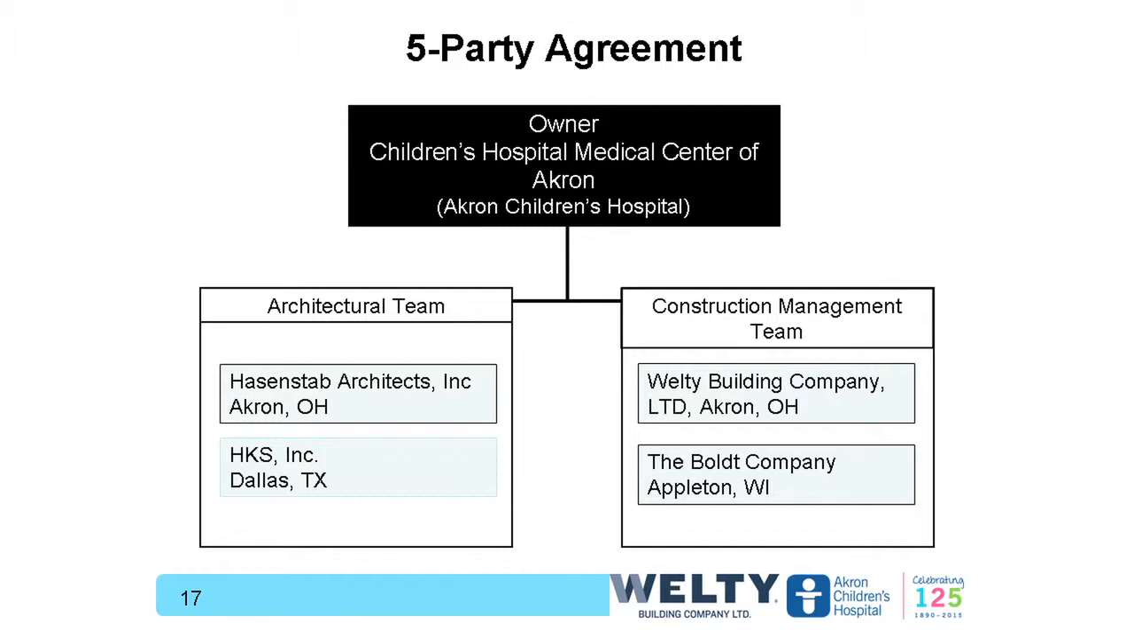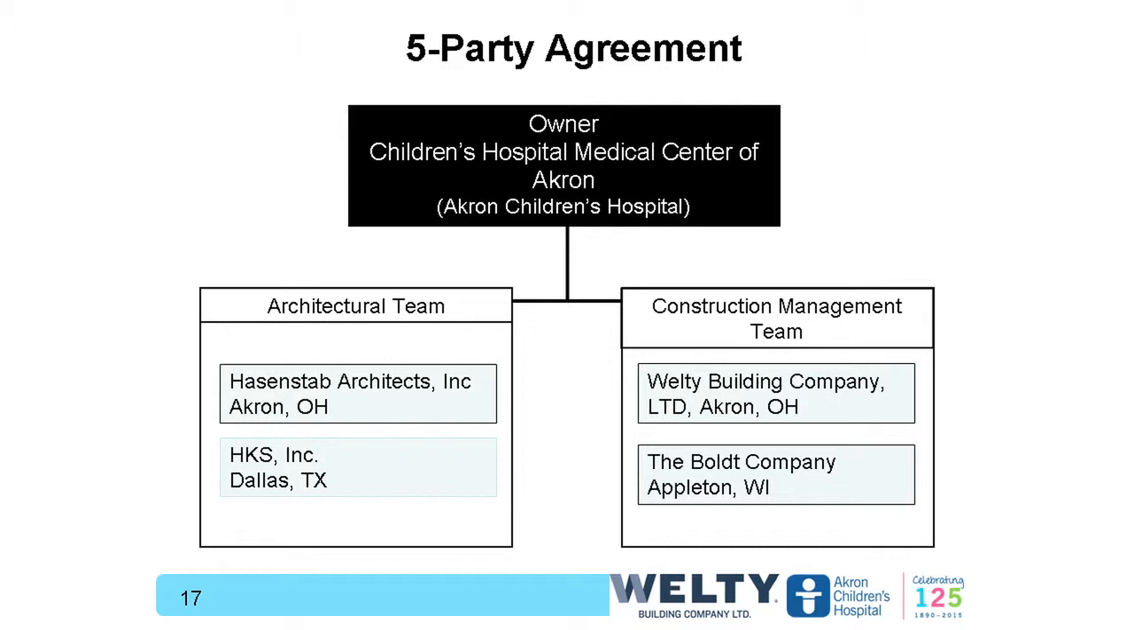In a normal construction and design project, the owner would have multiple contracts with all the different parties. In the integrated lean project delivery method, we have one 5-party agreement that we started out with, and the parties initially were Hasenstab Architects and Welty Building Company. This was important because both have done tremendous jobs for us in the past on other projects with the hospital, so we had a comfort level with known quality and known personnel that we would be able to pull this together as a team.